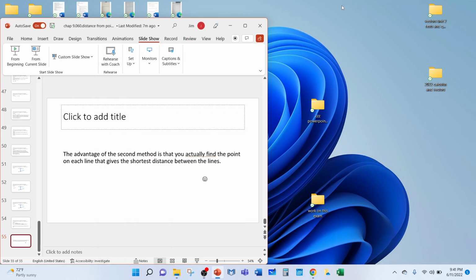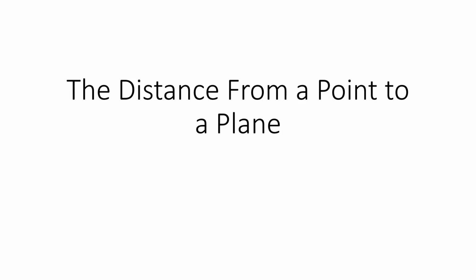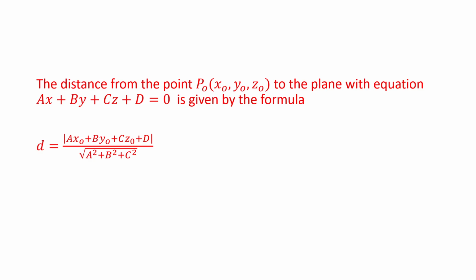In this video, we're going to prove the formula for the distance from a point to a plane. The distance from the point P naught, x naught, y naught, z naught to the plane with equation ax plus by plus cz plus d equals 0 is given by the formula shown. Absolute value of ax naught plus by naught plus cz naught plus d all over the square root of a squared plus b squared plus c squared.